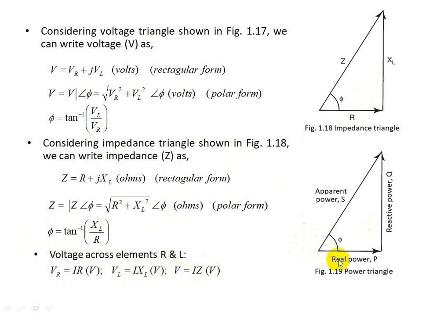And here this is the power triangle. The RL, RC and RLC circuits have three powers. That is real power. This is the actual power consumed by the circuit.